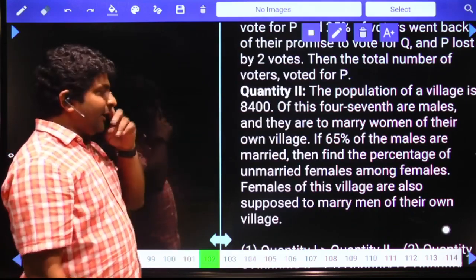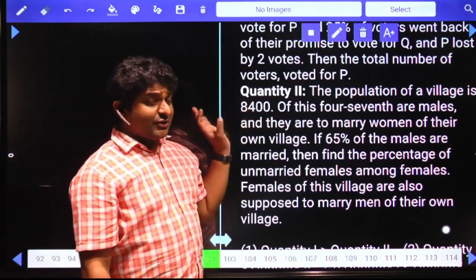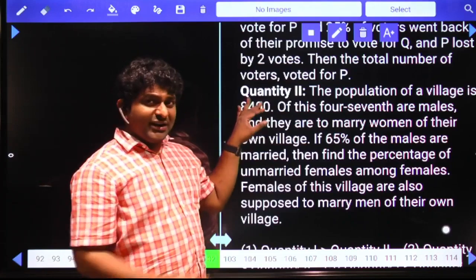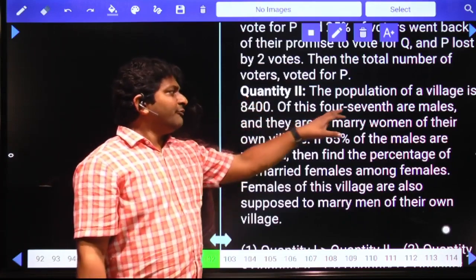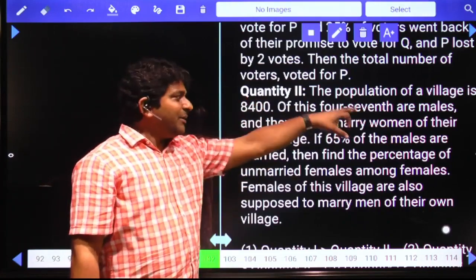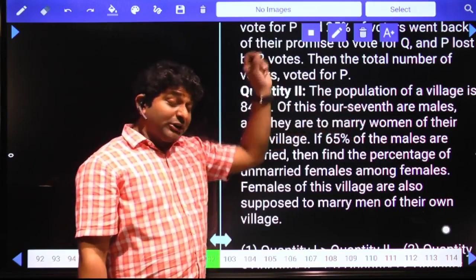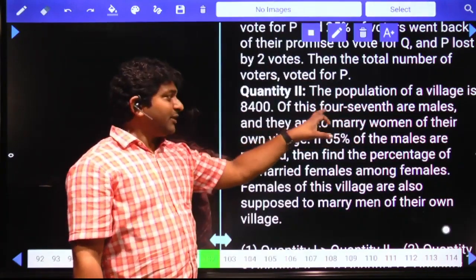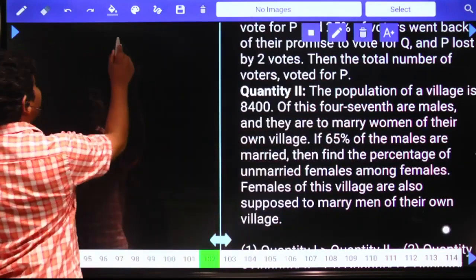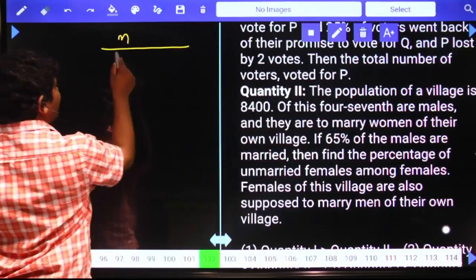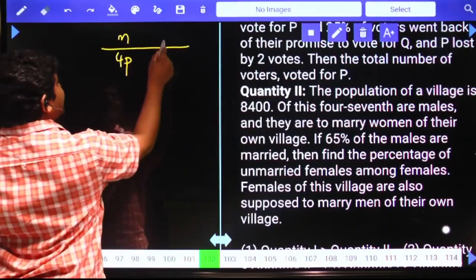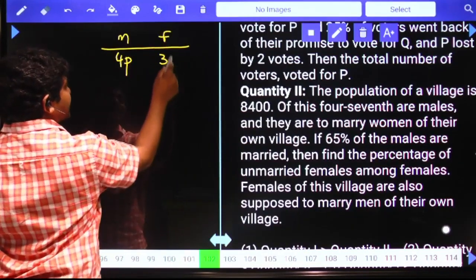Okay. ఇక్కడ ఏంటంటే total number ఇచ్చారు, don't consider the total number. 8,400 is not at all required for us. 4/7 are male. Denominator is 7 parts, so total population is 7 parts. Out of them, 4 parts are male. If male people are 4 parts out of 7 parts, then female are 3 parts.